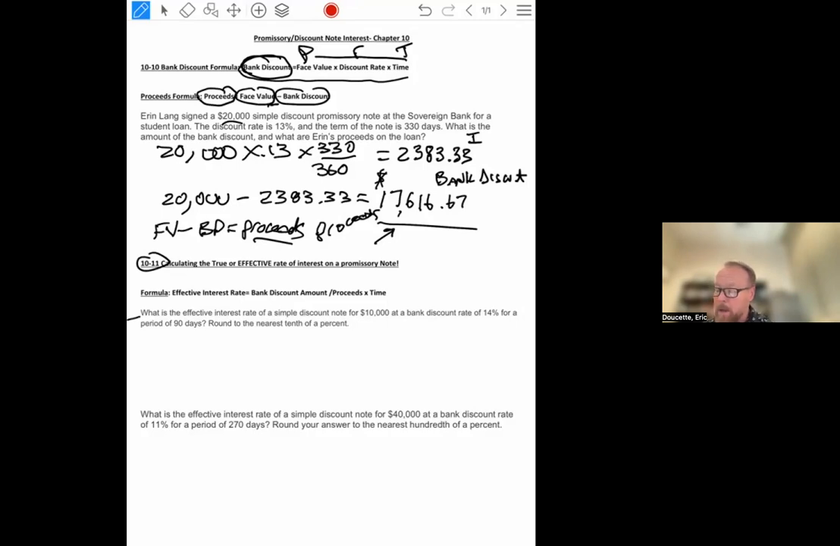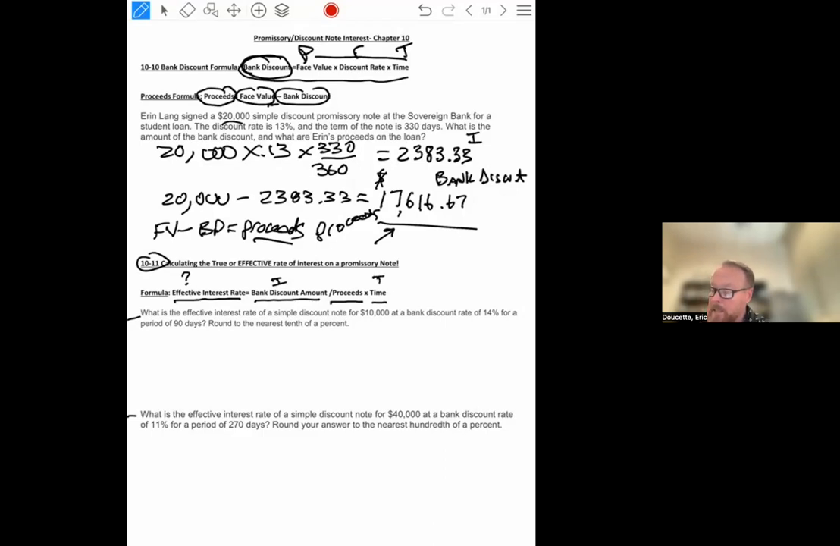For both of these problems, you first have to figure out how much interest was paid, and in this case how much the discount amount from the bank was, and then how much the proceeds were. Once you figure that out, you can calculate the effective interest. In fact, here's the formula: effective interest equals bank discount amount divided by proceeds and time. So we want to find this. We already know the discount amount is basically the same as your interest. Proceeds are what you got after they deducted the bank discount, and then your time is what your time is.